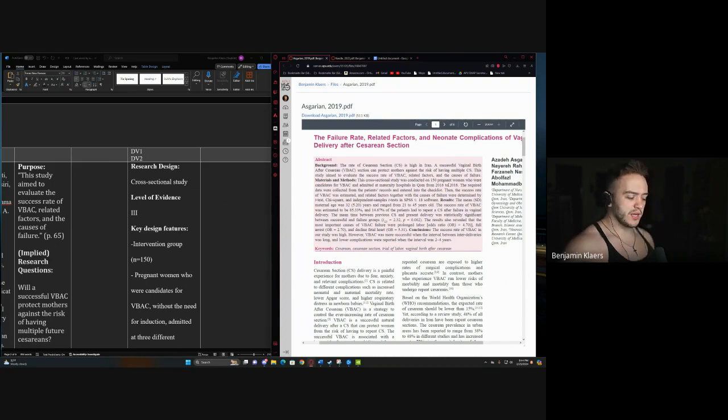Another interesting part is there is no randomization and there are no comparison groups in this. Technically, maybe you could say cesarean would be a comparison group, but it primarily just reviewed the failure and success rates of VBACs and not of cesarean sections. I thought it was maybe a quasi-experiment as well, but I just kept cross-sectional study because it says it right here.